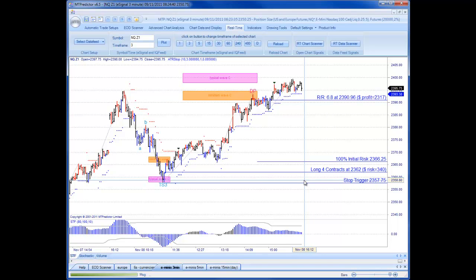But the bit that I liked most about this trade was how it had you long from the very low of the day. Obviously a great place to take a long trade setup if you're a day trader. So that was the 3-minute NQ.